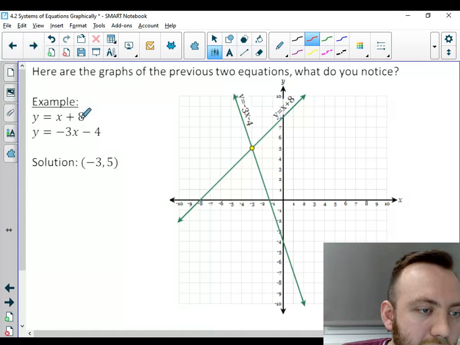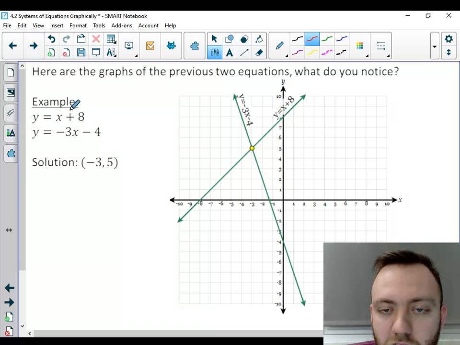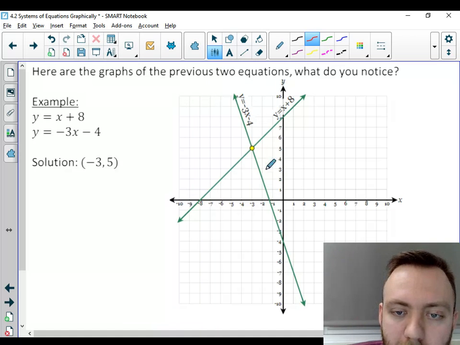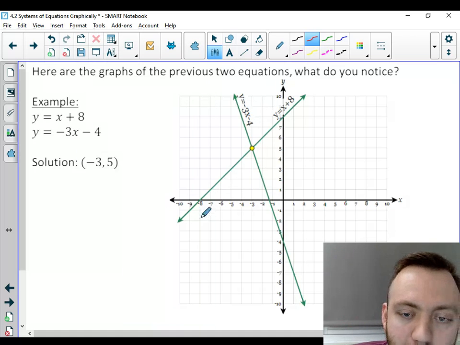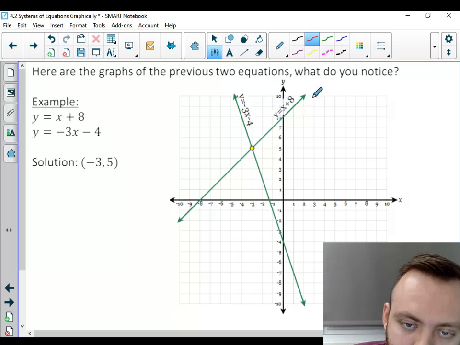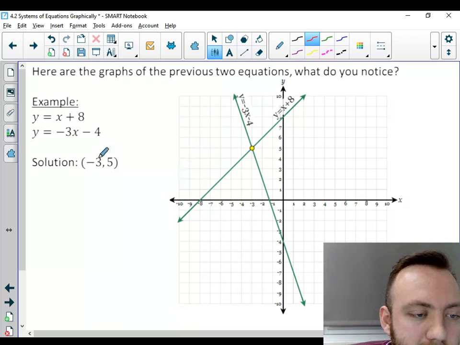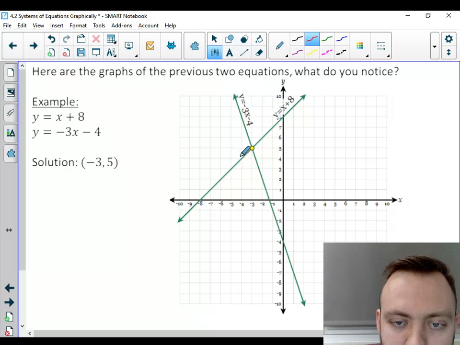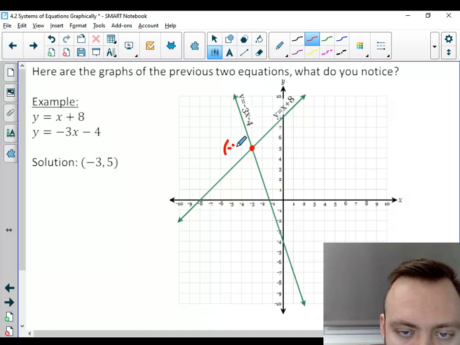So looking at the graph of the two equations that we just looked at, what do we notice here, right? So here's the graph y equals negative 3x minus 4, negative slope. Here's the graph y equals x plus 8, right? What do we notice? Well, look at the solution here, negative 3, 5. Look at this point right here, this point of intersection. Isn't this point, negative 1, 2, 3, 1, 2, 3, 4, 5, isn't this point negative 3, 5?